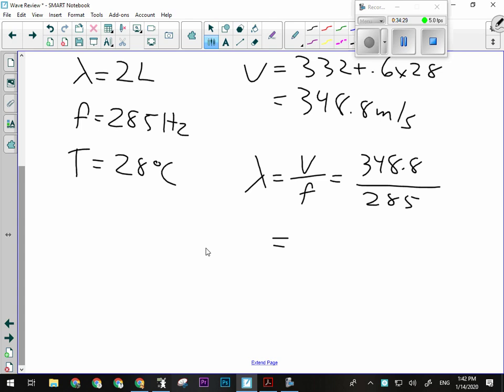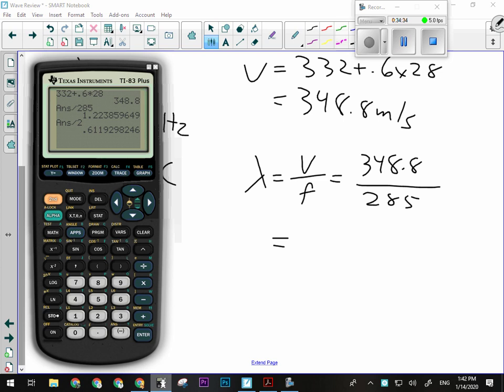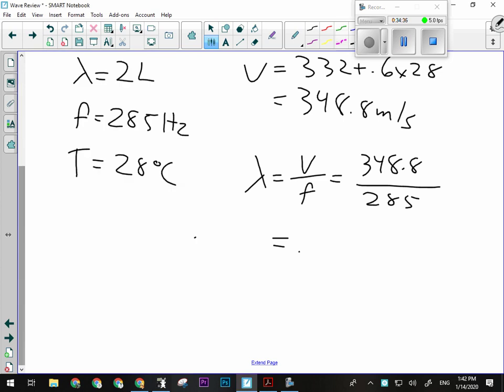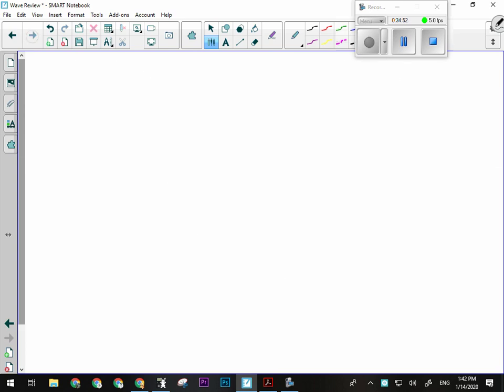Actually, I think I have 3 significant figures here, so use temperature. Well, that's right, I use temperature, so 28. So 0.61 meters is the length of the tube. All right, and then I'll do a Doppler effect question because I had a request for that as well.